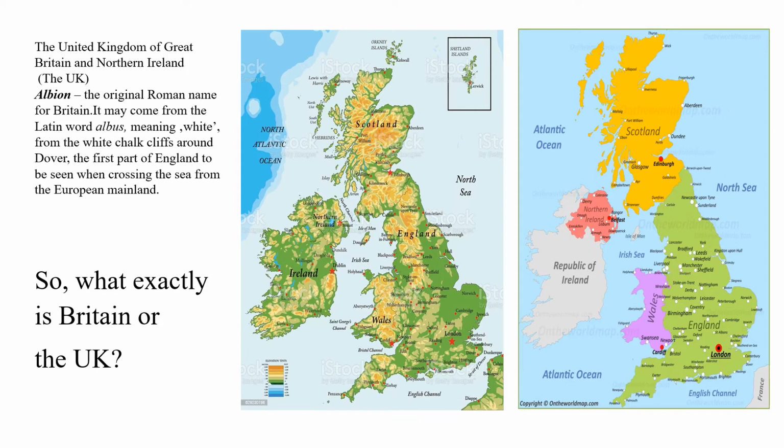By the way, the earliest known name for Great Britain is Albion. Albion is the original Roman name for Britain. It may come from the Latin word albus, meaning white, from the white chalk cliffs around Dover, the first part of England to be seen when crossing the sea from the European mainland.